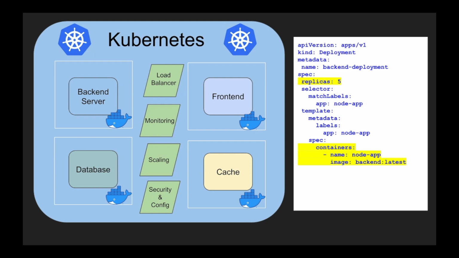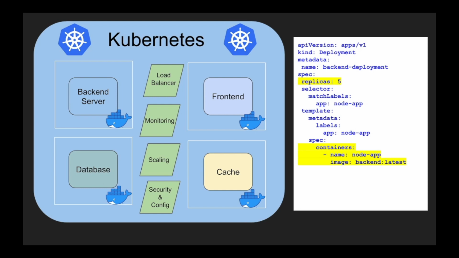I've not included the full recipe because there are a lot of other moving parts, like configurations for load balancer, monitoring, scaling, and other components also, like front-end cache and all. But you can see how easy it is to provide configuration to Kubernetes.